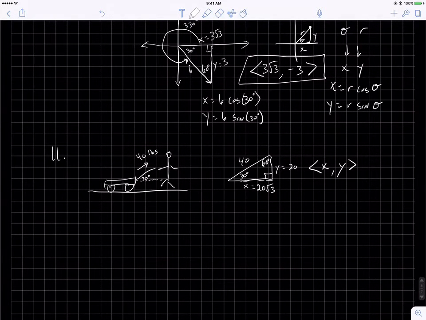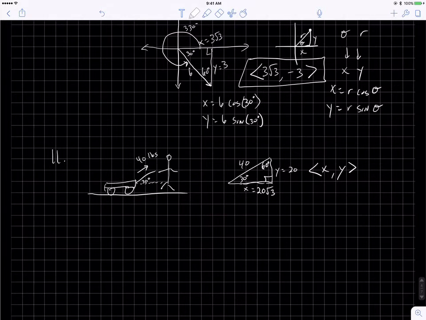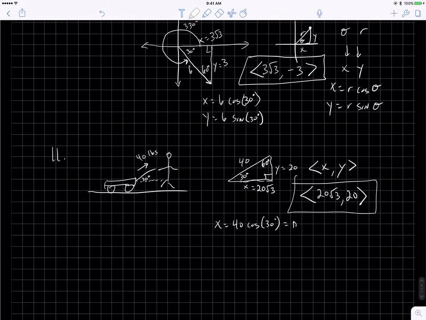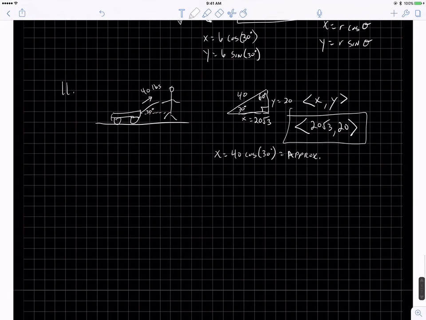So I drew everything pulling in the positive direction. So our vector is 20 root 3, comma 20. That's the resultant vector in rectangular form. Again, I just want to say that if I did it the other way, it would be 40 times the cosine of 30 degrees, and you would get a decimal in your calculator. So you would have to approximate by rounding because it's an irrational number.